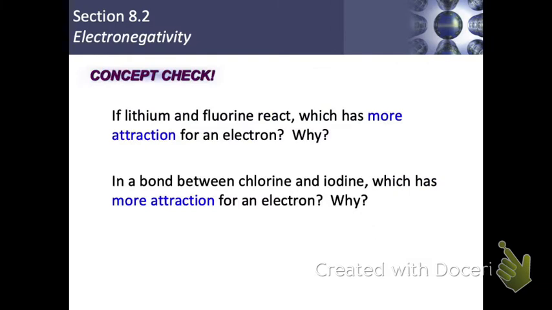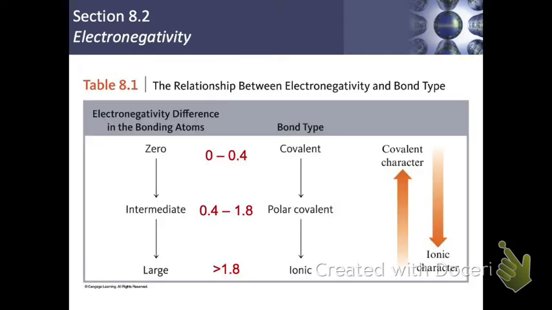Okay, let's see this. If lithium and fluorine react, which has more attraction for electrons? What does it have to be? Fluorine. Has to be fluorine. Why? Because it has more electronegativity. It only needs one to complete its octet, and that shell is closest to the nucleus. In a bond between chlorine and iodine, which has more attraction for the electron? Chlorine, okay? And why? It just has to do with electronegativity values. Okay, very good. Does all this feel like it's still review from last year? Good.